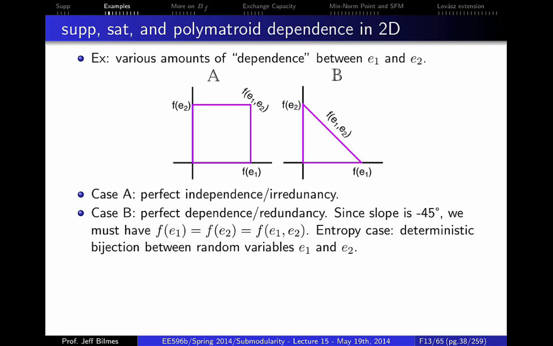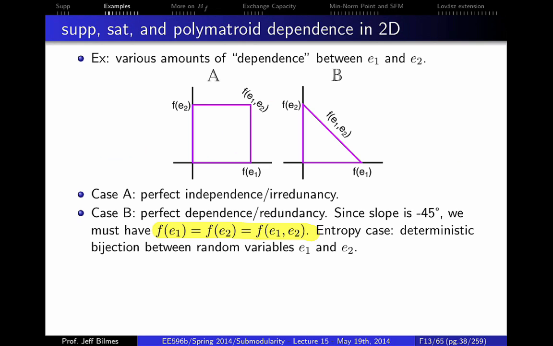Okay, the second one, case B, is perfect redundancy. So the slope is negative 45 degrees. Right? So the slope being negative 45 degrees insists upon that we have this: f of E1 is equal to f of E2, which is equal to f of E1, E2. So in the matroid case, it's either case A or B.